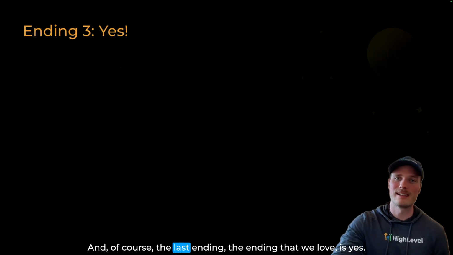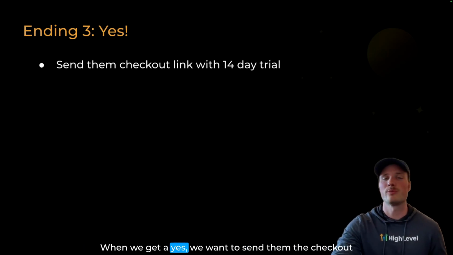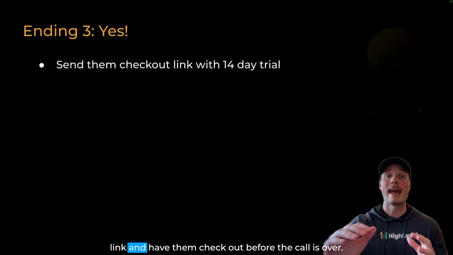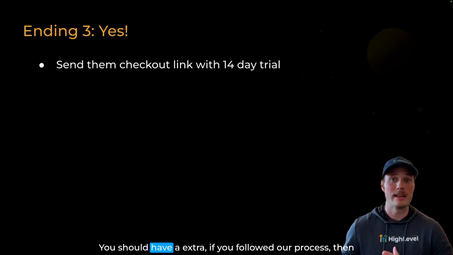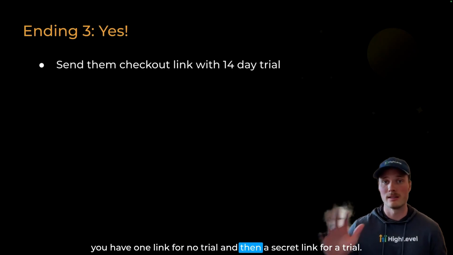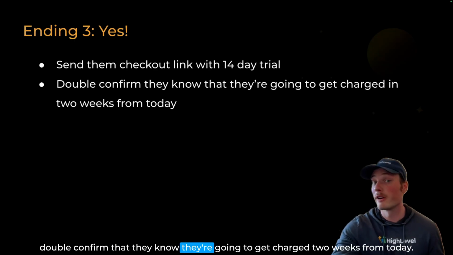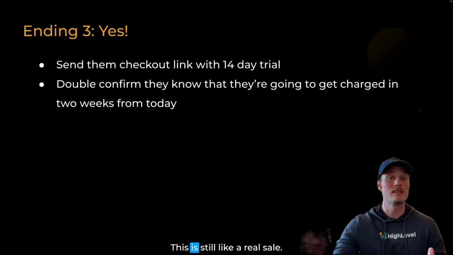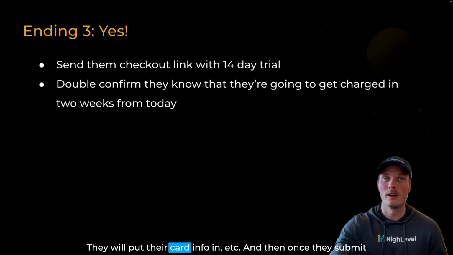And of course, the last ending, the ending that we love, is yes. When we get a yes, we want to send them the checkout link and have them check out before the call is over. If you followed our process, then you have one link for no trial and then a secret link for a trial. Send them the link with the trial, double confirm that they know they're going to get charged 2 weeks from today. This is still like a real sale. They're just not getting charged today. They will put their card info in, etc.